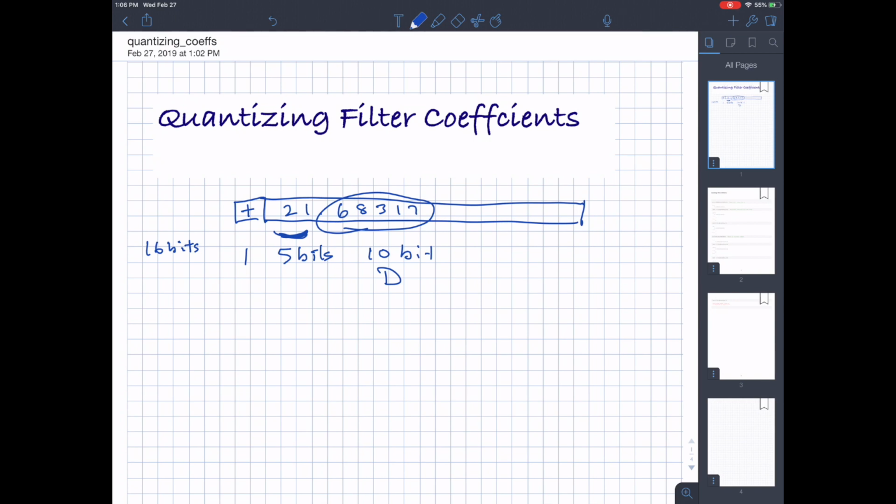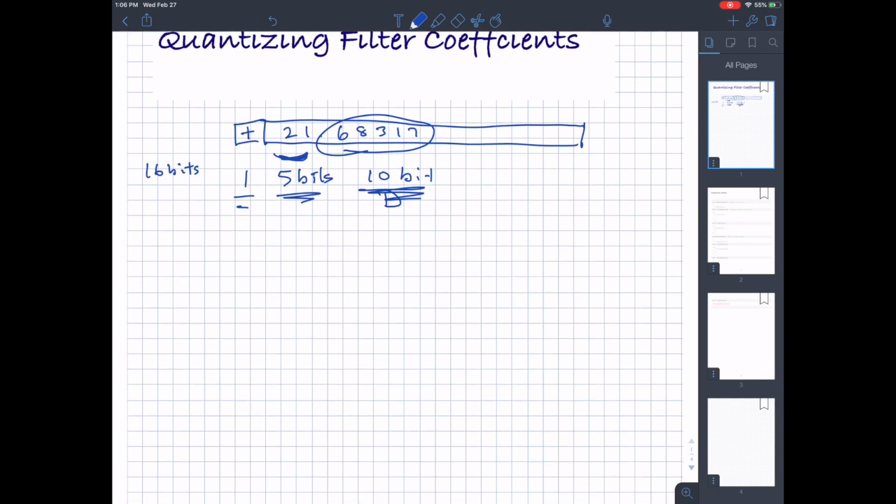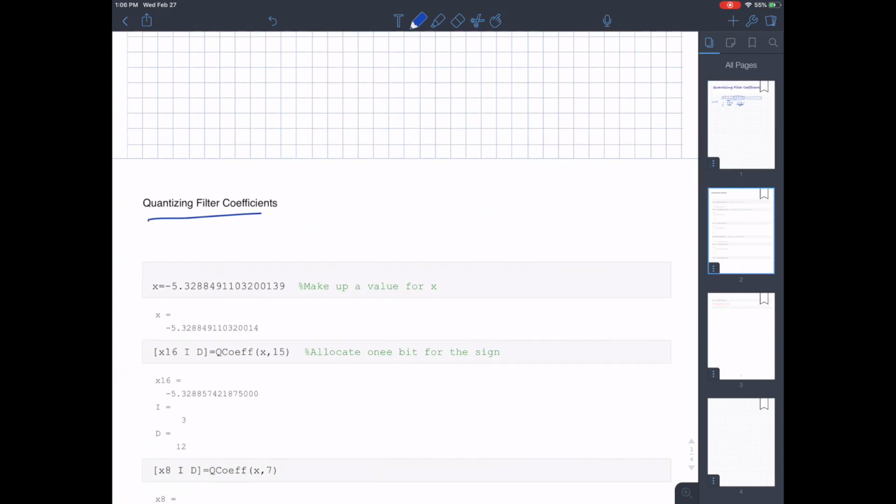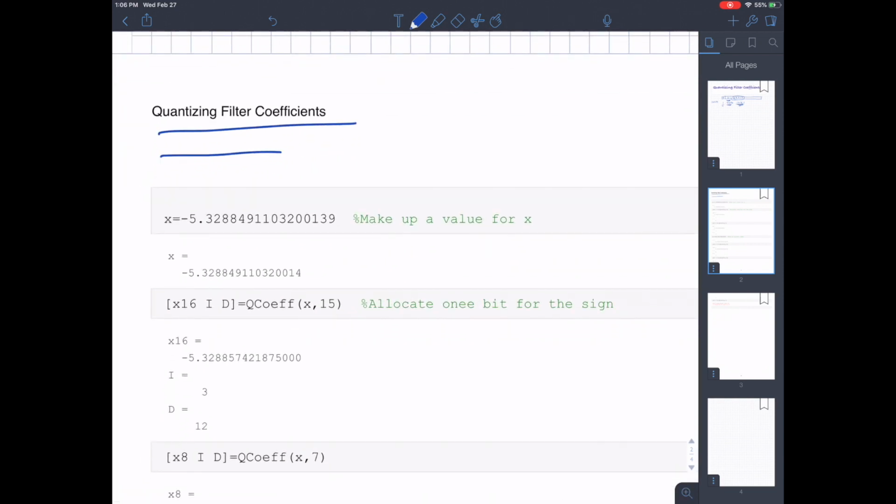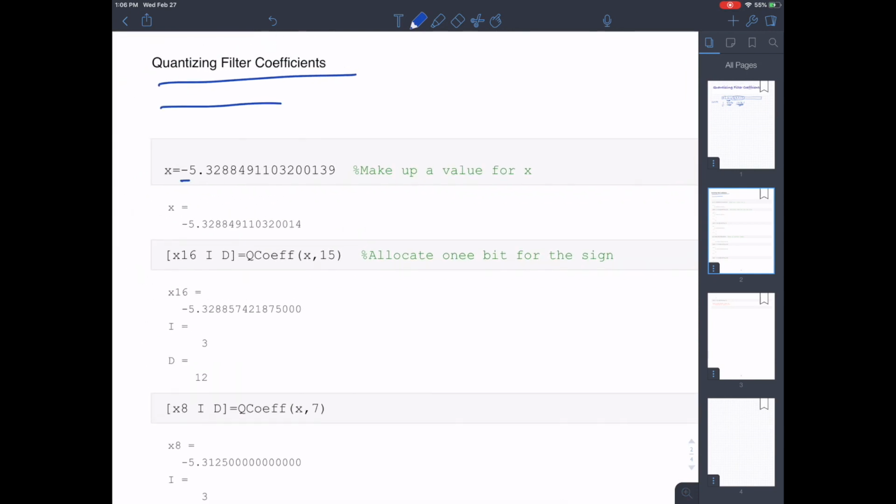Okay, so that's the idea: you're always going to have one bit for the sign bit, a certain number of bits for the integer part of a number, and a certain number of bits for the decimal part of the number. Included with the Proakis book is some MATLAB code that lets you play around with quantizing any particular number. First thing I'm going to do is make up a number. I made up a negative number; it doesn't really matter. The thing to remember is you always have to have 1 bit allocated for the sign. Okay, so there's the number x.